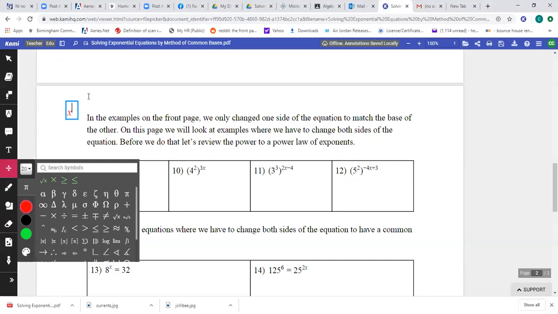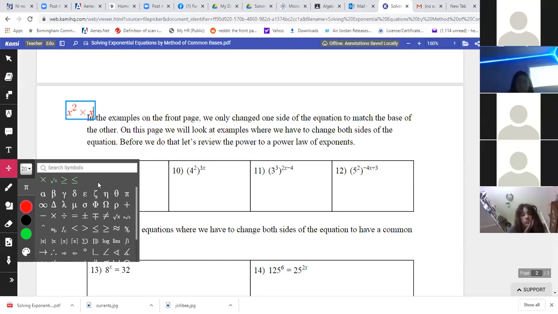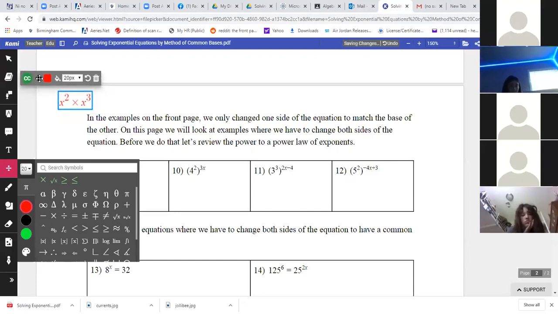Okay, so remember when you had something like x squared times x to the third? What do you do with the exponents here? Anyone? Add, right? Yeah, you add them. So this would be x to the fifth.